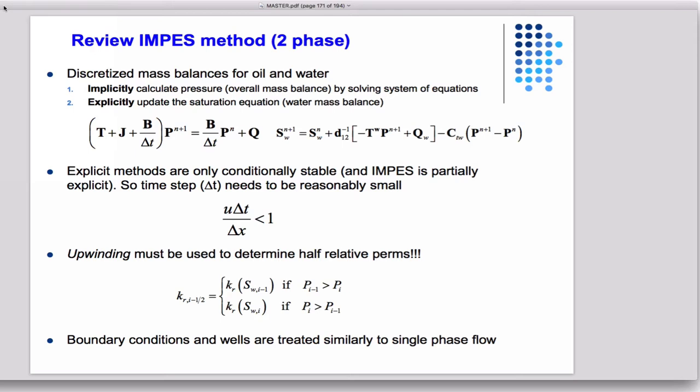Now, if you do that, this is only a partially implicit system, right? We have fully implicit for pressures, but explicit for saturations. So there is a time step criterion associated with that. You do have to take relatively small time steps when you do that, and you can get errors that propagate.